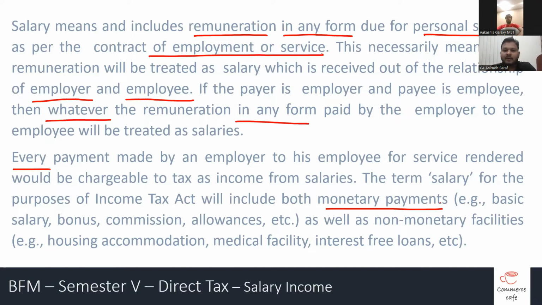So there could be accommodation, medical facility. Sometimes employers give an interest-free loan. That also is a benefit, right? Commission, pension, all these are additional salary. Pension is also that, but pension is given to you in the form of cash. I'm talking of non-monetary benefits, not in the form of cash. So all of this forms part of salary.